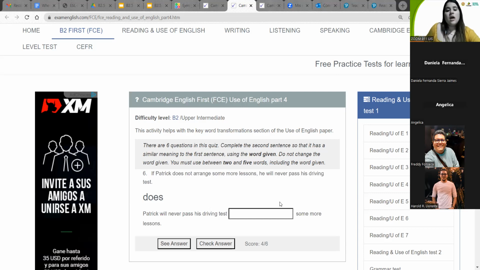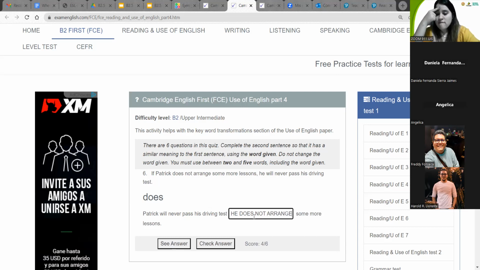Number 6. If Patrick does not arrange some lessons, he will never pass his driving test. So Patrick will never pass his test if he does not take some more lessons. Let's use does not, not doesn't. Arrange, yes. If Patrick does not arrange some more lessons, he will never pass his driving test.